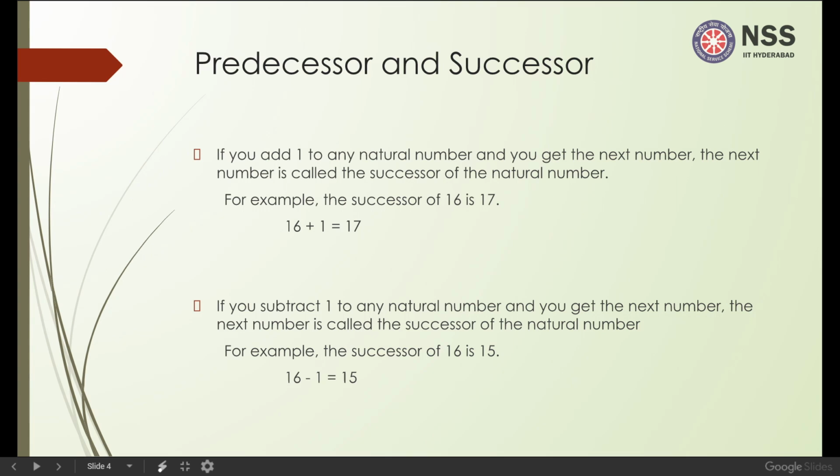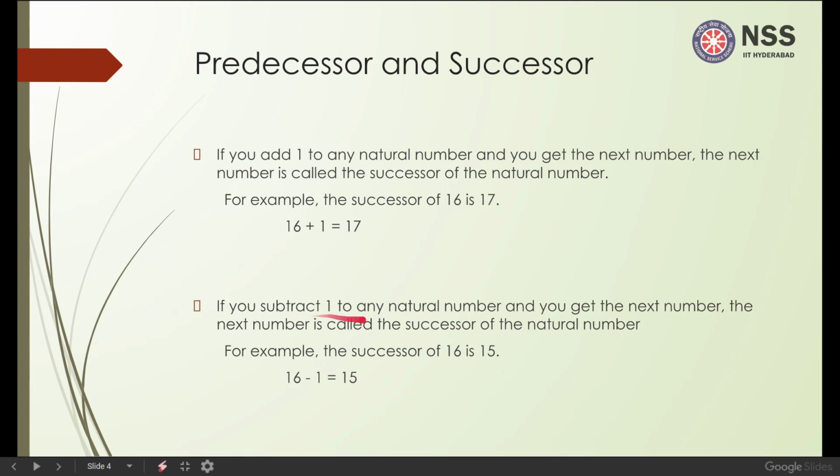Similarly, in natural numbers, the successor of a natural number is the natural number next to our given natural number, which comes after it. So if we add 1 to our given natural number, we get the successor. So for example, if we have 16, the successor would be 16 plus 1, which is 17. Therefore, 17 is the successor of 16.